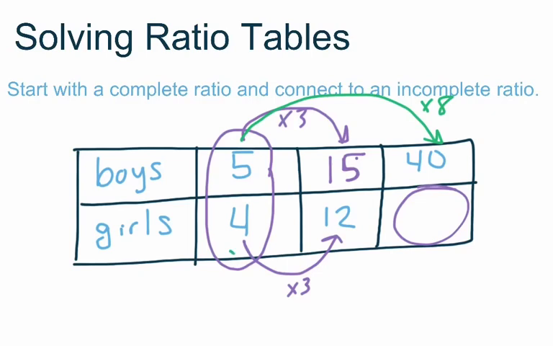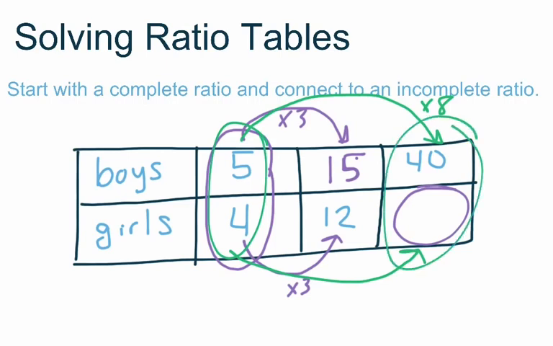I'm going to start underneath the 5 at 4. I'm going to draw that arrow, again, same column here to the same ending column. And then 4 times 8, because what I do to one I do to the other, is 32. I now have my 2 missing numbers. The first one was 15. The second one was 32.